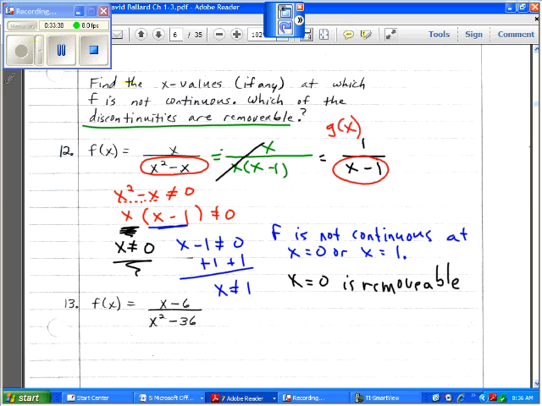There's still a problem at x equal 1. In the f function, there was a problem at 0 and 1. We removed it from the g function, but we couldn't remove the 1 from the g function. All right, any questions on that?